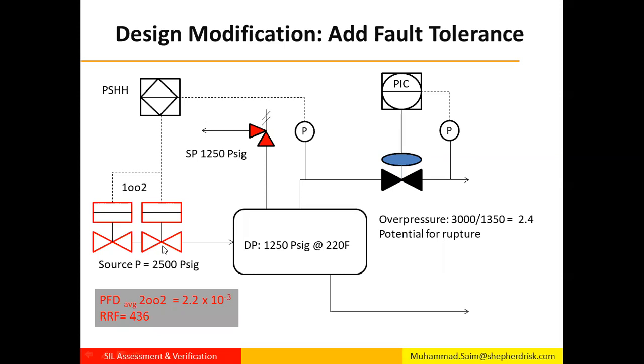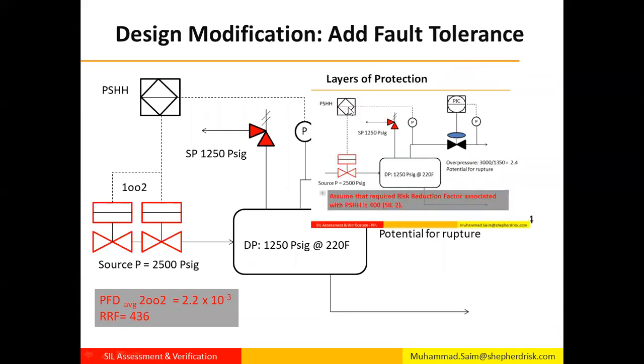So with a 1 out of 2 configuration, we come to a PFD of 2.2 × 10⁻³ and an RRF of 436. Right, so we meet our target RRF of 400 by adding 1 ESD valve in a 1 out of 2 configuration.